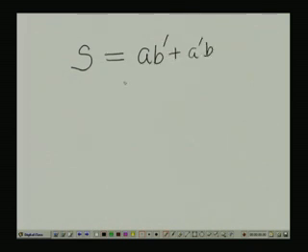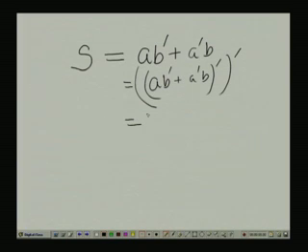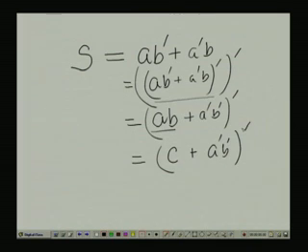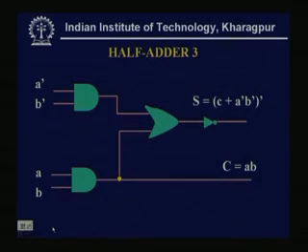So, what will happen? My sum S, again, is A B dash plus A dash B, and I can write this as the complement of the complement of A B dash plus A dash B. If I compute the inner part, this is nothing but XNOR, and we know that 2 input XNOR is A B plus A dash B dash, complemented. Now, see this A B is my carry C, and the other term is A dash B dash, and the complement of that.